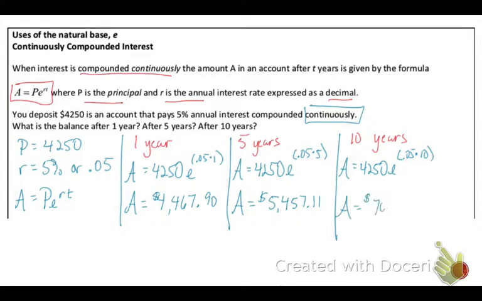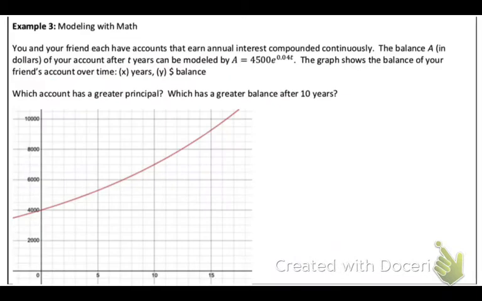And the account will earn $7,007.07 just by putting the money into an account, not touching it, and letting that interest accrue. So that is a good real-life application for our natural base e when interest is compounded continuously.